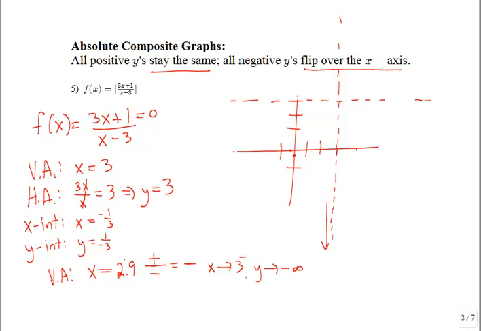Now you don't need to bother picking a test point for the other side because you know it has to do exactly the opposite behavior. So if I'm going down on the left, then I have to be shooting up on the right. That's not a whole lot of information, but it should be enough to plot your rational function. Since this is shooting down, it's going to have to come up here and pass through my two intercepts, and then I'm going to eventually level out towards that horizontal asymptote.